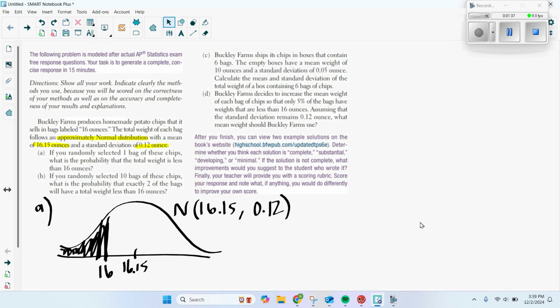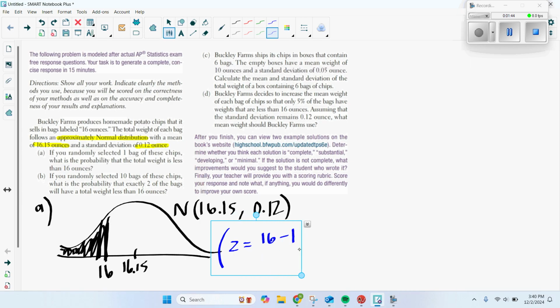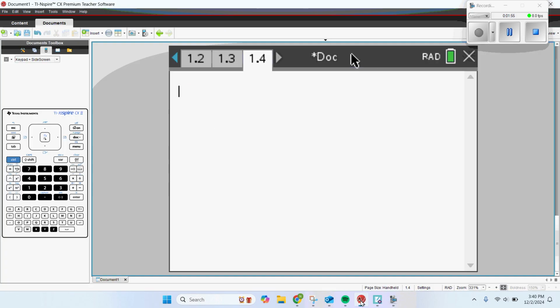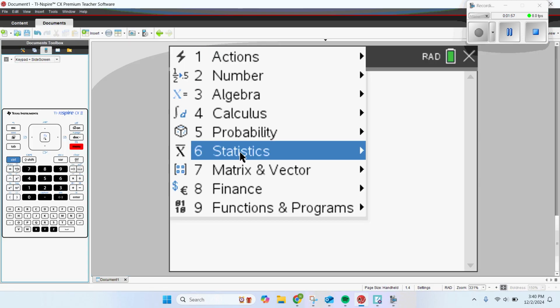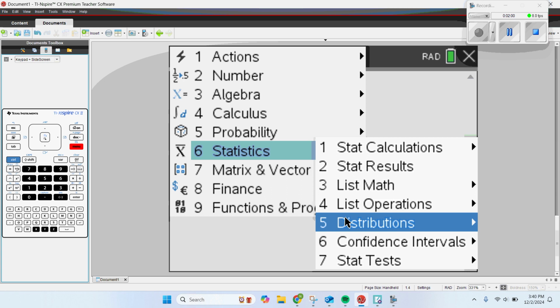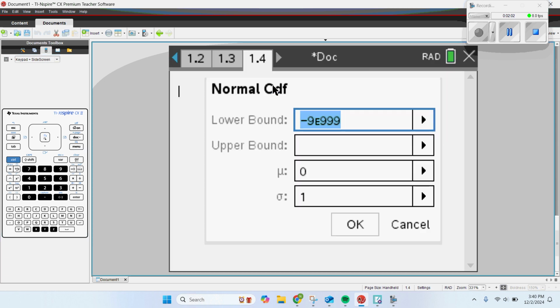You could find a z-score and then use the normal table. This is how you would find the z-score, and then you would use the normal table to find the area to the left. Or you could go over to your calculator, and in probability or statistics, you go to distributions, and this would be a normal CDF question. So our lower bound is negative infinity, our upper bound is 16, our mean was 16.15, and our standard deviation was 0.12.